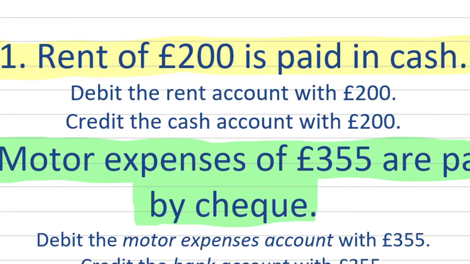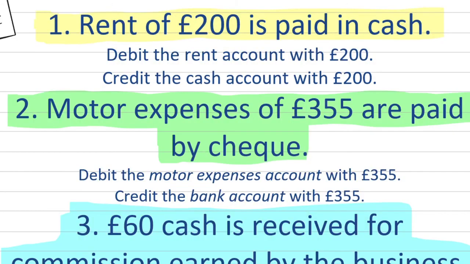First is rent of 200 is paid in cash. Rent is our destination, so it's going to be debit. Cash is our source, so it's going to be credit. Next is motor expenses of 355 are paid by check. Over here, destination is motor expenses, so this is debit. Whereas our source is check, so bank account is credit.